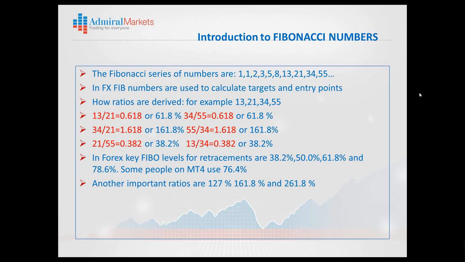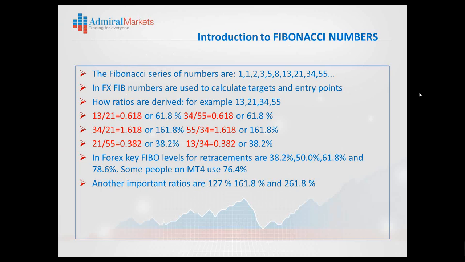Those levels serve as good dynamic support and resistance and magnet points. So those are magnetic points: 61.8, 38.2, 50. Those are key Fibonacci levels. So remember those levels: 38.2, 50, and 61.8. I also use 78.6 as a deeper retracement.